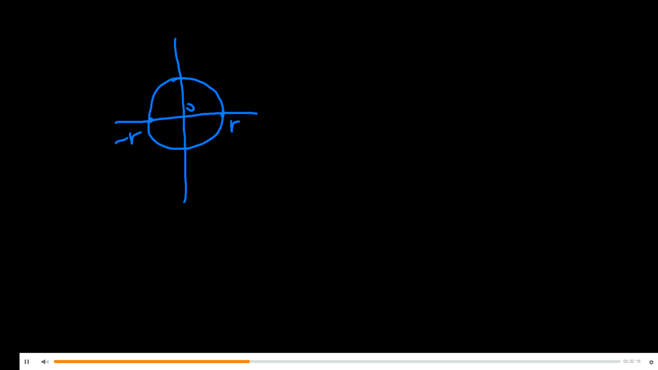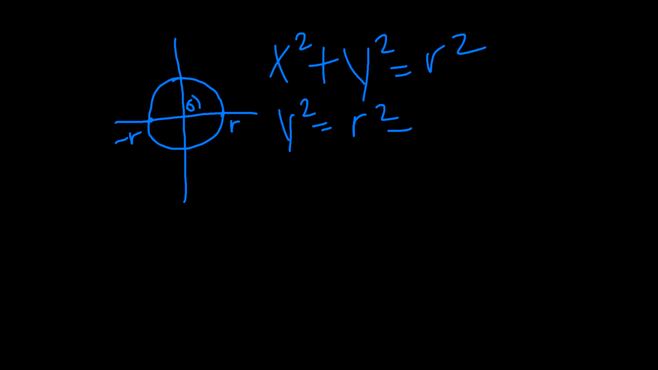First, I'm going to draw a circle. I'm going to assume that the center is at the origin. This is r. This is negative r. So, using the standard form equation of a circle, this can be expressed as x squared plus y squared equals r squared. Solving for y squared equals r squared minus x squared, and taking the square root of both sides, y equals plus or minus the square root of r squared minus x squared.